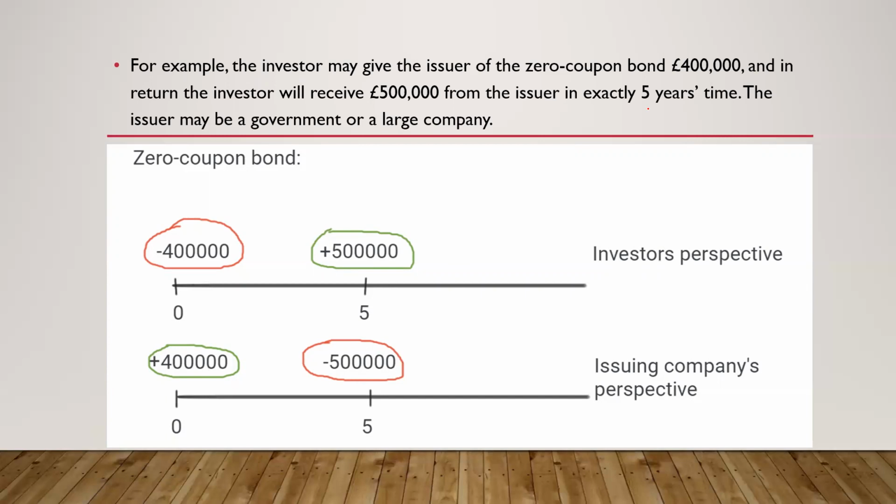So from the investor's perspective, in a zero coupon bond, at the beginning of the 1st year, which is indicated by 0, the investor is spending 4 lakh GBP, which is shown with a negative sign, because that's a cash outflow from the investor. And at the end of the 5th year, he is receiving an amount greater than 4 lakh, which is 5 lakh GBP. So it's shown by plus. So this first diagram shown on the timeline is from the investor's perspective.